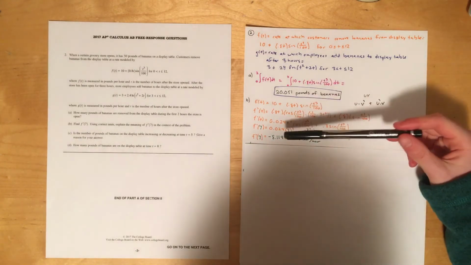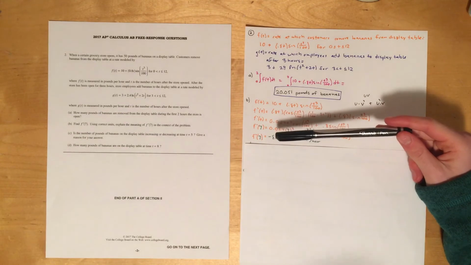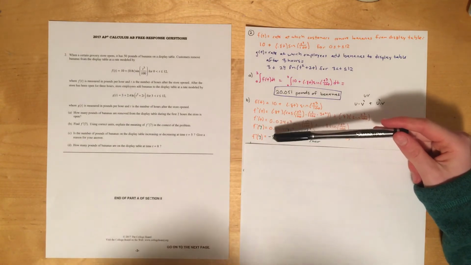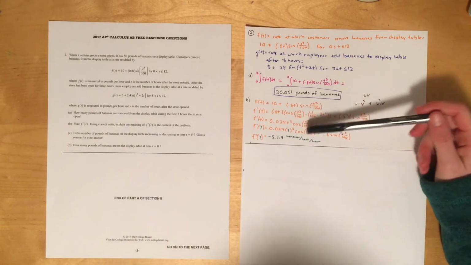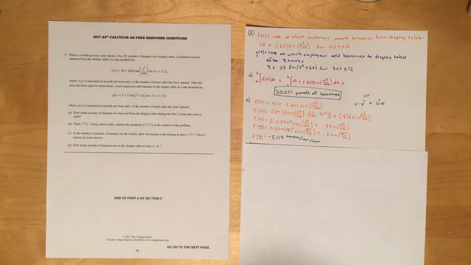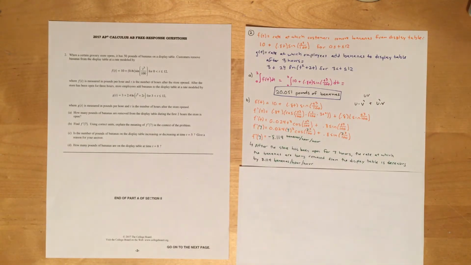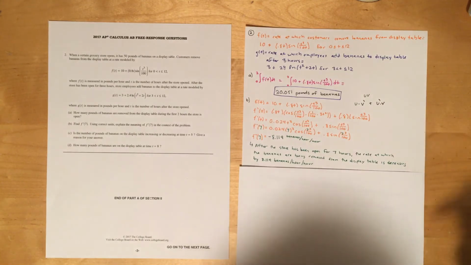And when you do that, you get the number negative 8.119 bananas per hour. And this represents that after the store has been open for 7 hours, the rate at which the bananas are being removed from the display table is decreasing by 8.119 bananas per hour. So this is the rate at which the rate is decreasing.